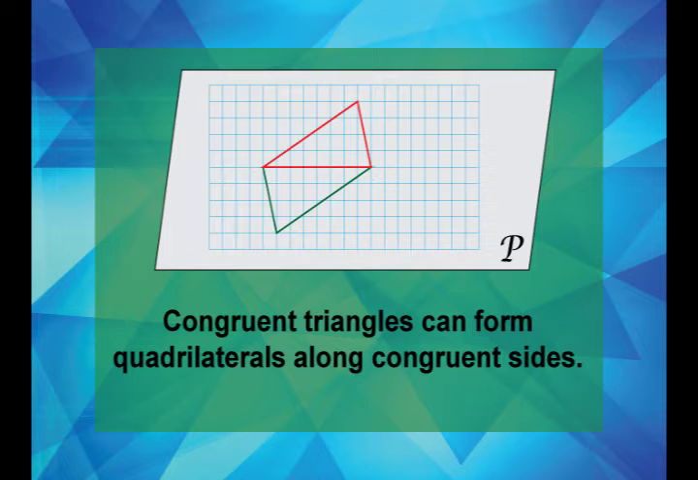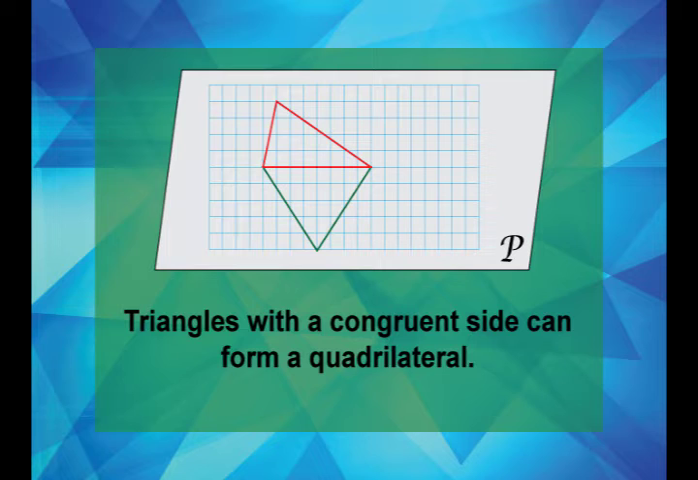The 2 triangles shown here are congruent. Bring them together along a congruent side to form a quadrilateral. Those same 2 triangles can also form this quadrilateral and this quadrilateral. Even if 2 triangles aren't congruent, a quadrilateral can be formed. Triangles with a congruent side can form a quadrilateral. See these 2 triangles? They share a congruent side, and from there the 2 triangles can form a quadrilateral.